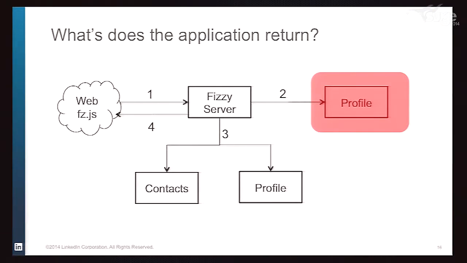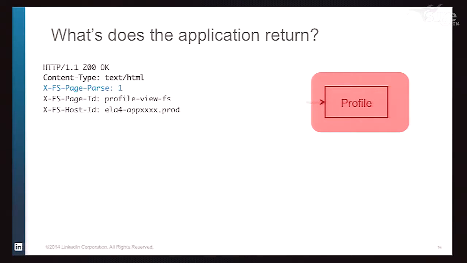So let's take a look at this. We looked at the profile page. So what does this profile page return to this UI component aggregator? Well, it all starts when you return some headers. These headers are the key to the UI aggregator that it needs to go off and fetch additional components that need to be stitched into the page.